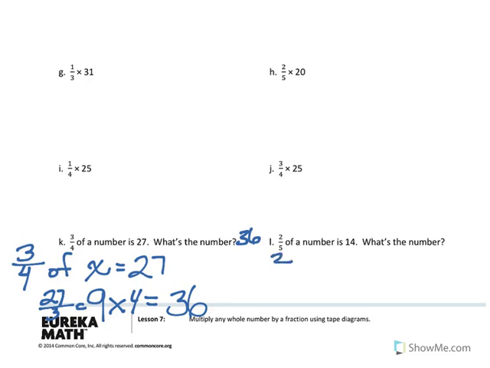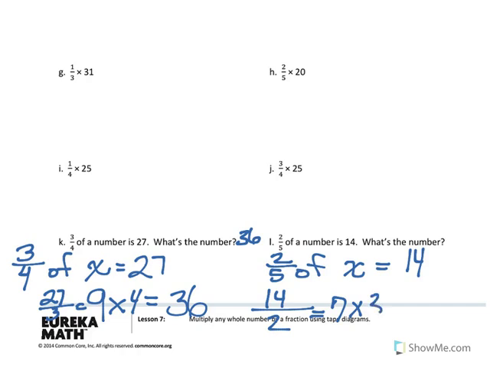So the same thing with this one. 2/5 of a number equals 14. So I've got to work backwards. So I would do 14 divided by the numerator, 2, which is 7. 7 times the denominator, 5. And my x would be then 35. So what is the number?